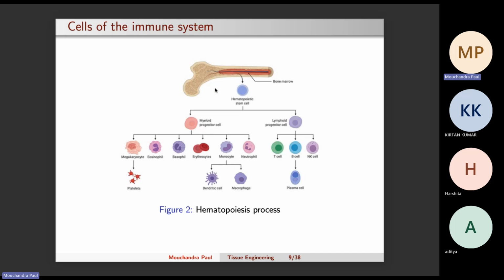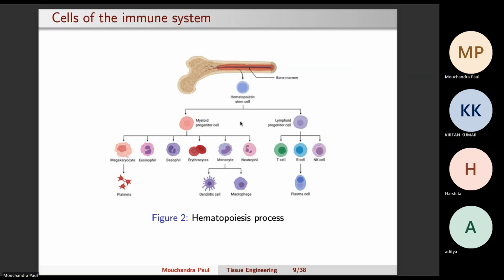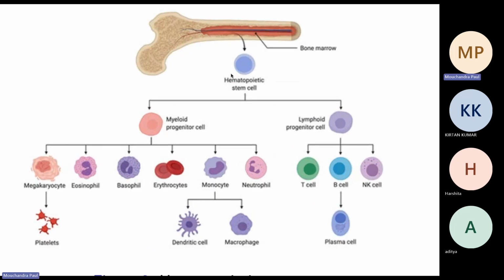So this is the bone marrow, and it is the site of a very important process called hematopoiesis. So you already know this. Hematopoiesis is a process where blood cells are formed. At the bone marrow, there is a stem cell called the hematopoietic stem cell. This stem cell can divide and differentiate to give rise to two types of progenitors. One is the myeloid progenitor cell, another is the lymphoid progenitor cell.